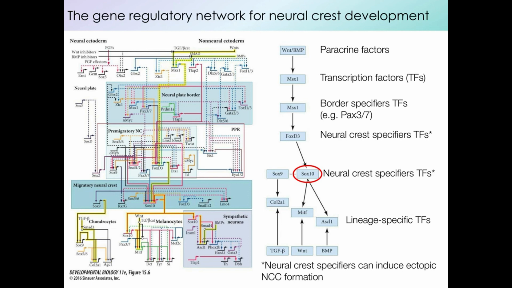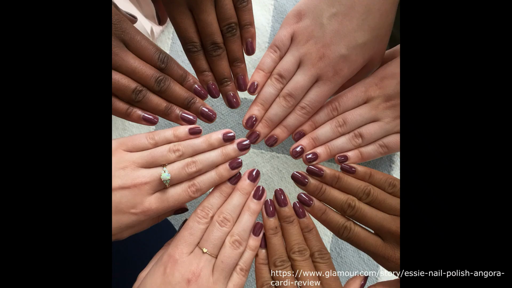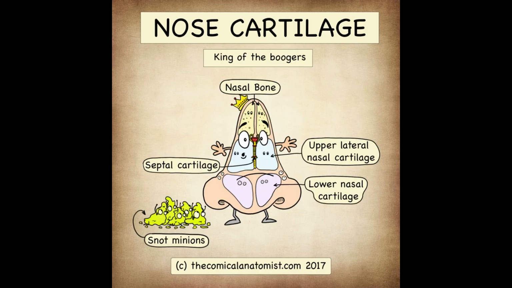Now, the neural crest specifiers are going to give the neural crest cells the ability to migrate, and they will also activate the transcription of other factors like MITF, for example, that are specific to a given lineage of neural crest cells. So for example, MITF is activated in those cells that are going to become melanocytes, whereas collagen 2A1 is going to be activated in those cells that become chondrocytes.